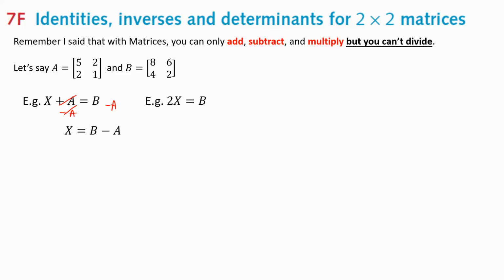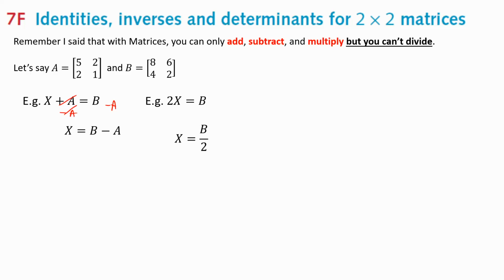We could also do it if it was multiplied by a scalar value, meaning that if I had matrix X and then times by 2, I can get rid of it. Why? Because I can divide both sides by 2 now, but why can I do B divided by 2? Didn't I just say we can't divide? I said we can't divide, but why can I do this?